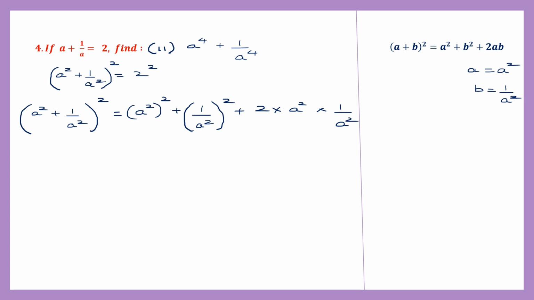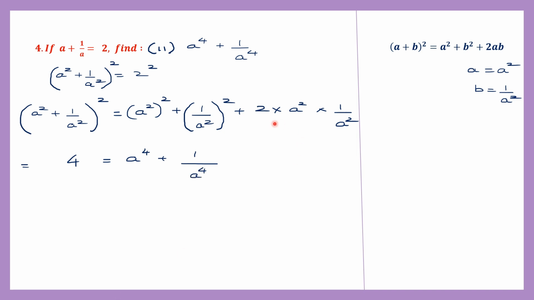Now let's simplify. Now here substitute. Now a square plus 1 by a square is 2 square, isn't it? So 2 square is how much? 4. So this is 4, and this is equal to a to the power of, multiply the powers, 2 into 2, a to the power of 4, plus here 1 by, again a to the power of 2 into 2 is a to the power of 4.